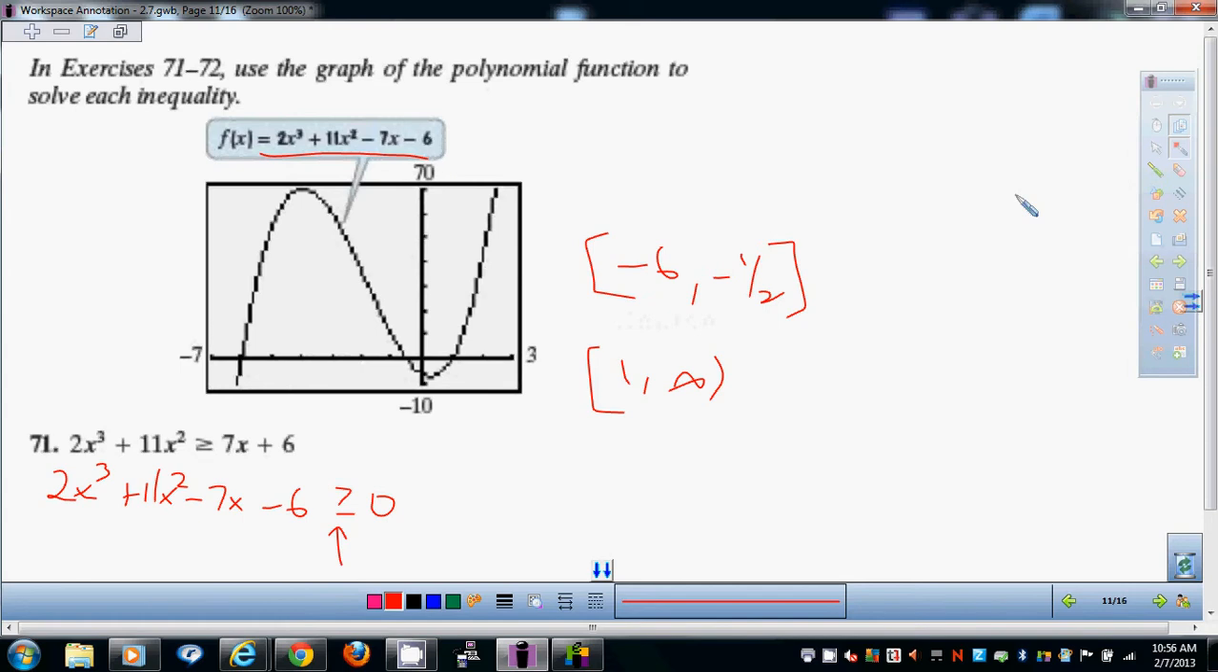That is my answer. And that came from, if I were to rewrite this, it would look like this. Except if I moved these over, it would be this, right? Greater than or equal to 0. Greater than 0 on a graph is everything above the x-axis. So I'm looking at my graph and saying, where is my graph above the x-axis? Between negative 6, it looks like, and 1/2. And then from 1 to infinity. They have brackets because there's an equal sign. If this equal sign wasn't here, they'd all be parentheses.